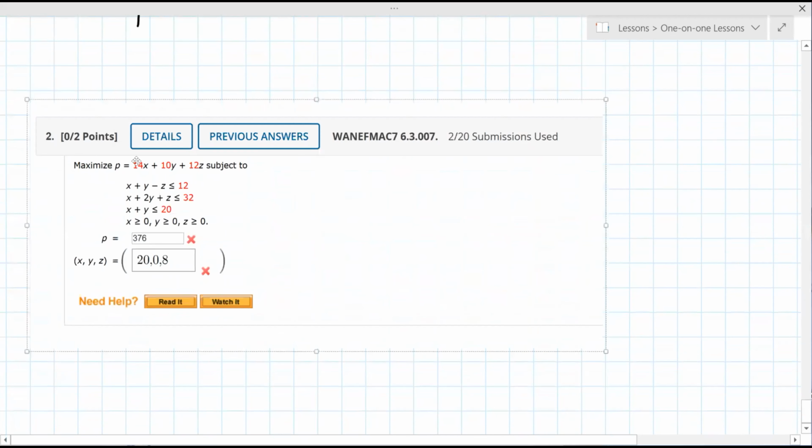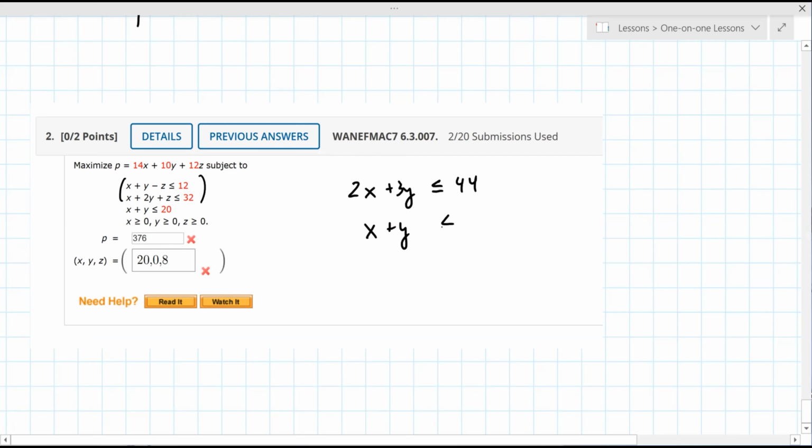Okay, so we're trying to maximize this function subject to these constraints here. So if we add the first two together, you get 2x plus 3y is less than or equal to 44. And then you get x plus y is less than or equal to 20.